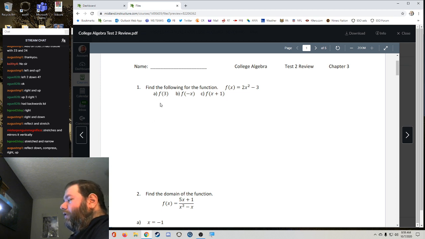So, the first problem is being given a function and plugging in different terms to that. We have a number that we plug in, a variable expression, and then a more complicated variable expression. And so we want to be able to plug those in and evaluate that expression. Okay.